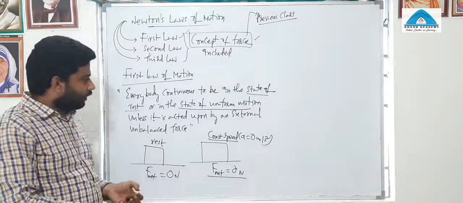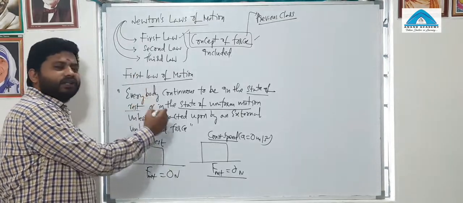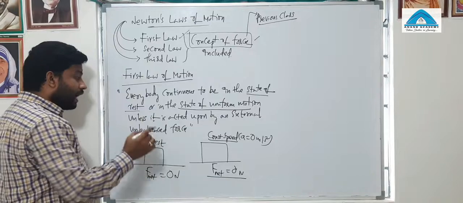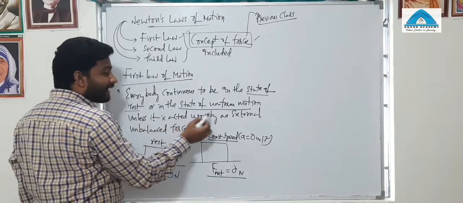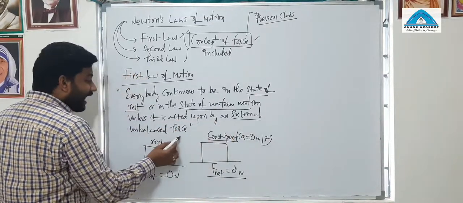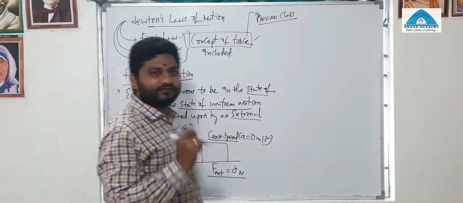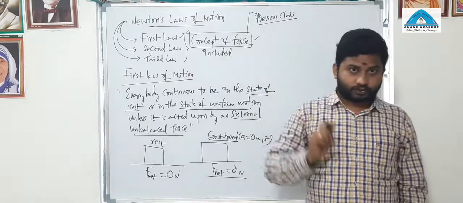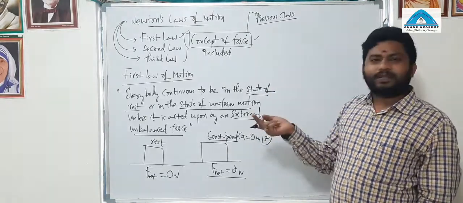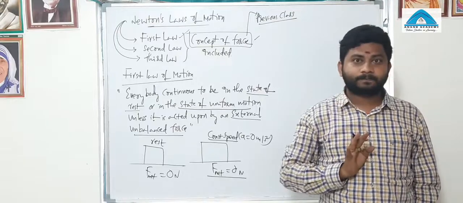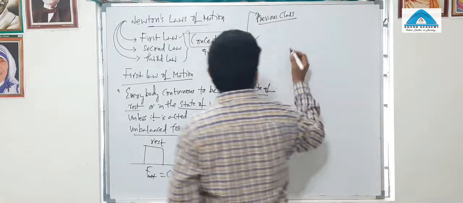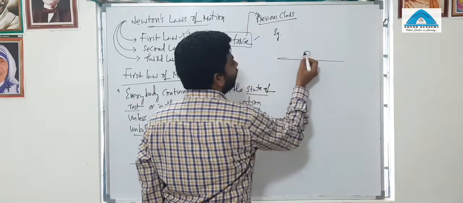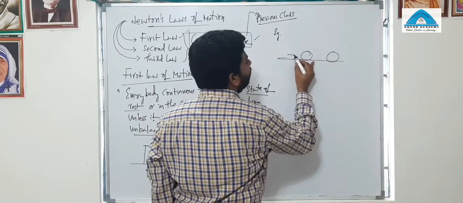Okay. Now, every body continues to be in the state of rest or in the state of uniform motion unless it is acted upon by an external unbalanced force. What is that? External unbalanced force, right? So what is that concept called external force? Listen. This is, for example, the car. Look at here. So I have my own design of the car.